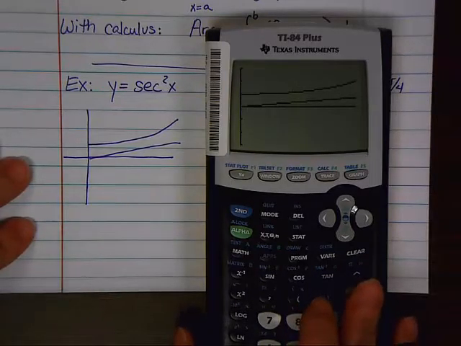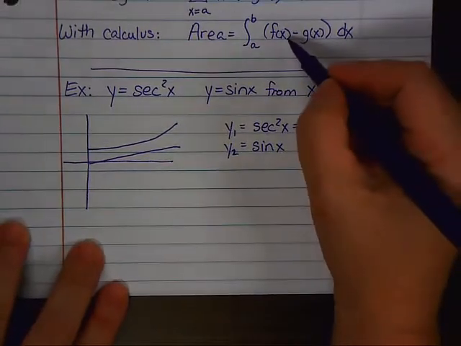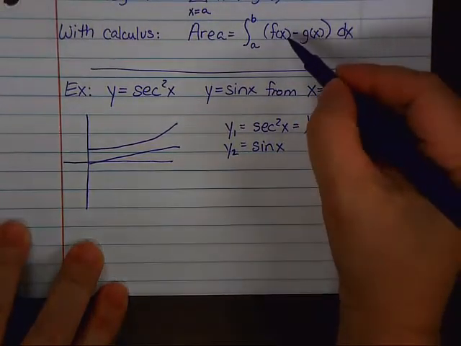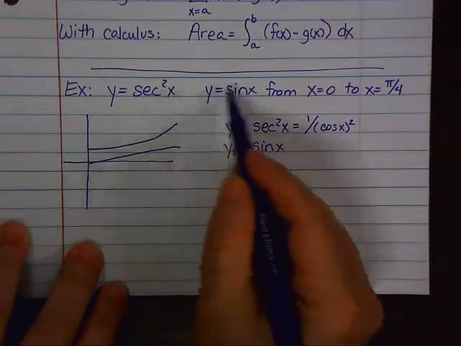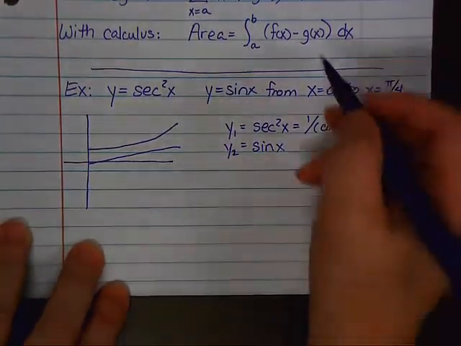Ooh, I forgot to say something very important. I need to go back. Has everybody got this drawn? Okay. Come back up here. Let me reiterate. It's f of x minus g of x. Does this tell you which one is f and which one is g? No. What you need to think about is this.